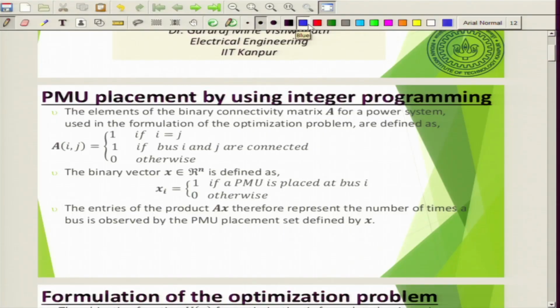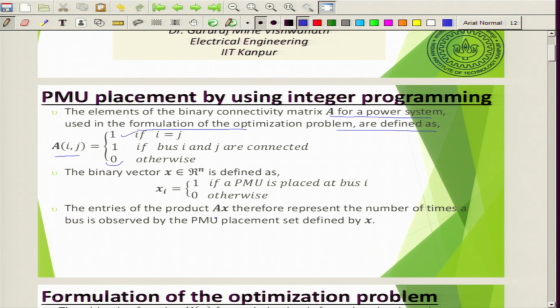So the elements of the binary connectivity matrix A for a power system used in the formulation of the optimization problem are defined as A of i comma j. Let us say there are two buses i and j. If there is a line connecting bus i and j, then it is 1 if buses are connected. If buses are not connected, then it is 0.